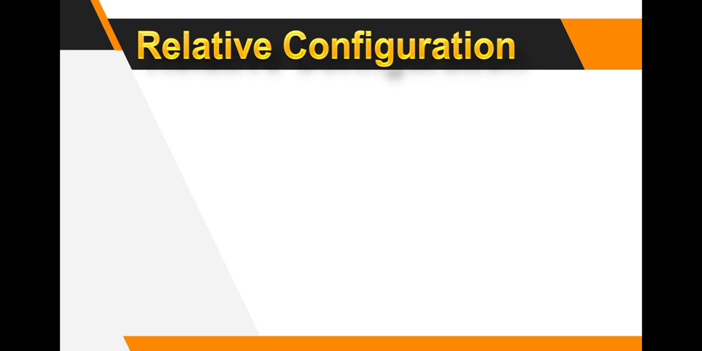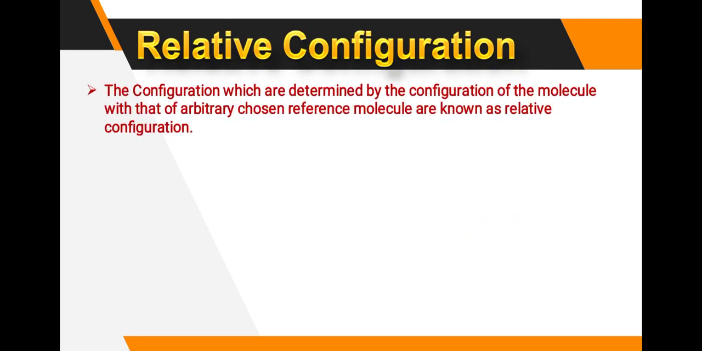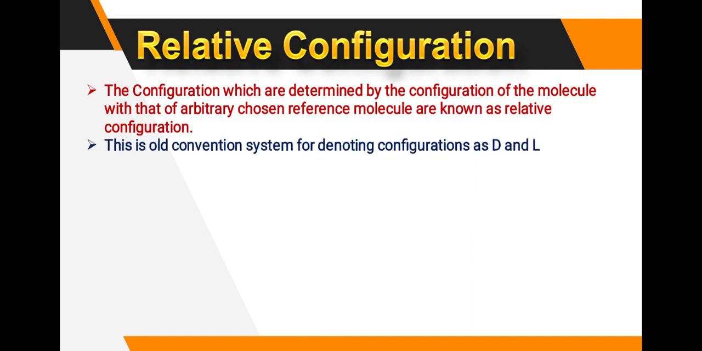Then we see the relative configuration. Relative configuration means what? The configuration which is determined by comparing the configuration of the molecule with that of an arbitrarily chosen reference molecule is known as relative configuration. This is the old convention system for denoting the configuration, D and L. D means dextro, and L means levo.